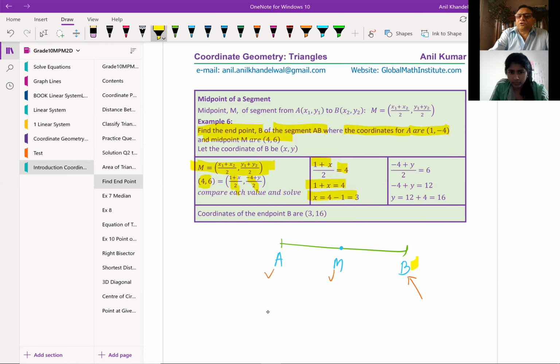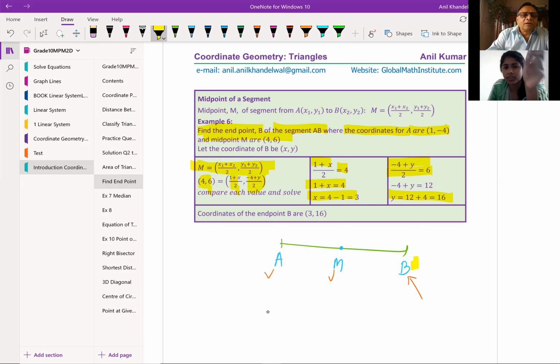So you get the x coordinate for B, and then do the same thing for the y coordinate, equate it to 6, and then you get the y value as 16 in this particular case. So you can find the endpoint now using one of the other endpoints and the midpoint. So the midpoint formula can be rearranged and you can actually work it out.